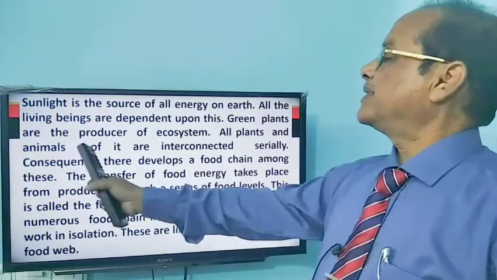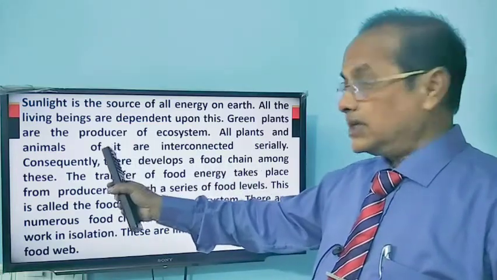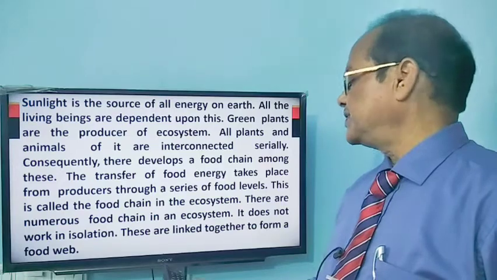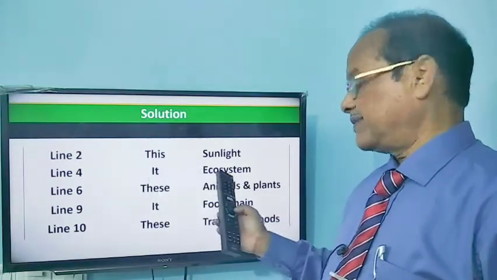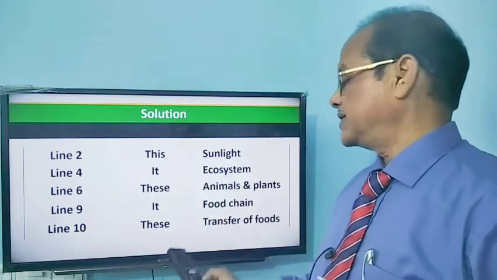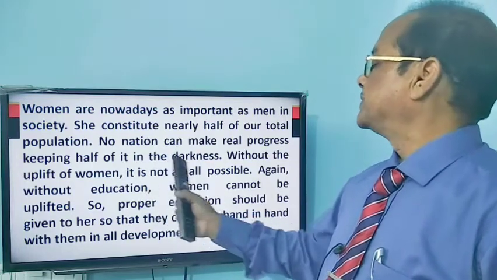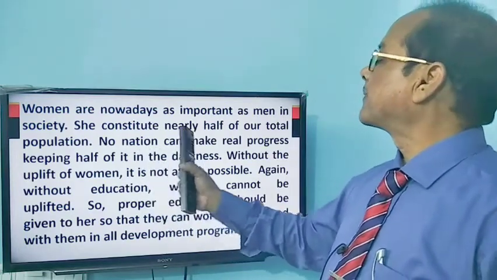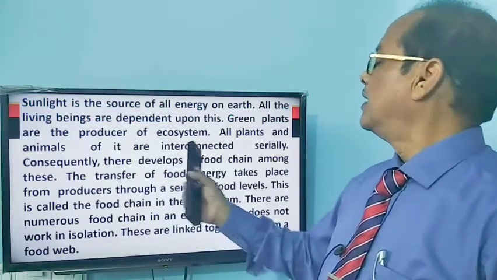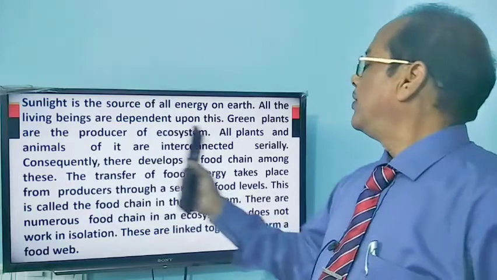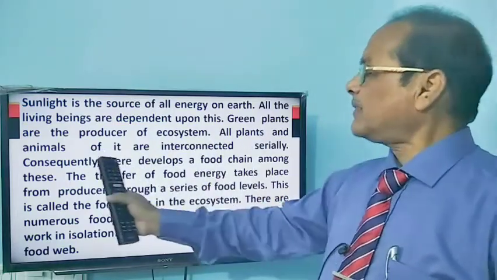All plants and animals of ecosystem are interconnected serially. So, it is to be replaced by ecosystem. You see the solution. It, line number 4, has been duly replaced by ecosystem. This is the way of writing the answer of this passage. All plants and animals of ecosystem are interconnected serially.